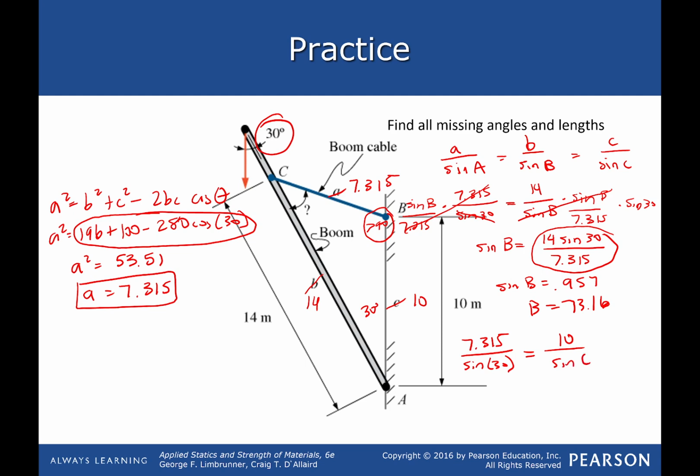I'm going to follow very similar steps to last time. I'm going to multiply both sides by sine of C. So that cancels, and I've got sine of C over here now. I'm going to divide both sides by 7.315. That cancels too. And I'm going to multiply both sides by sine of 30, but I'm running out of space, so I'll just simplify it, and it will look like this.